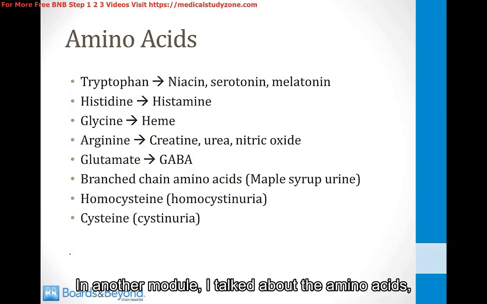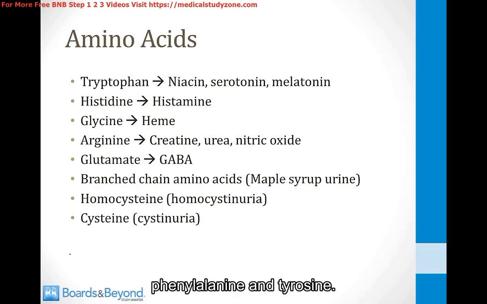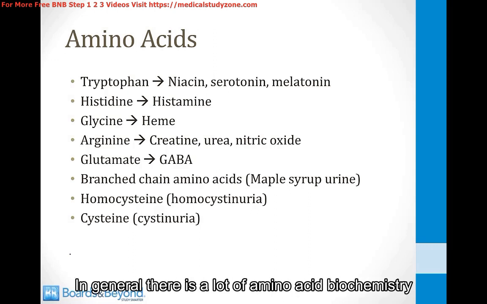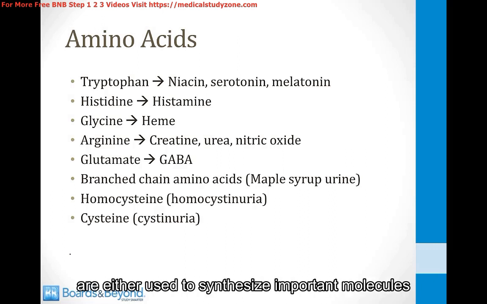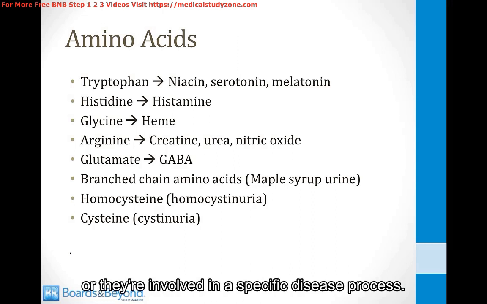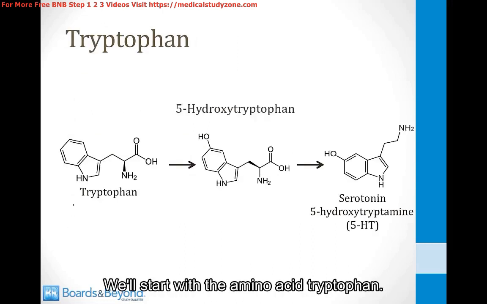In another module I talked about the amino acids phenylalanine and tyrosine, and in this module I'm going to talk about some other amino acids. In general, there is a lot of amino acid biochemistry and most of it is not relevant to step 1. The amino acids I'll review in this module are either used to synthesize important molecules or they're involved in a specific disease process. We'll start with the amino acid tryptophan.